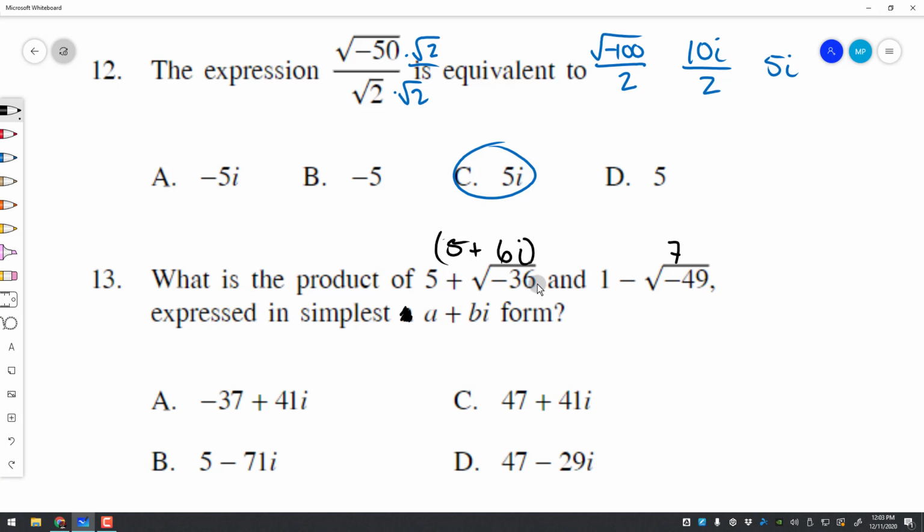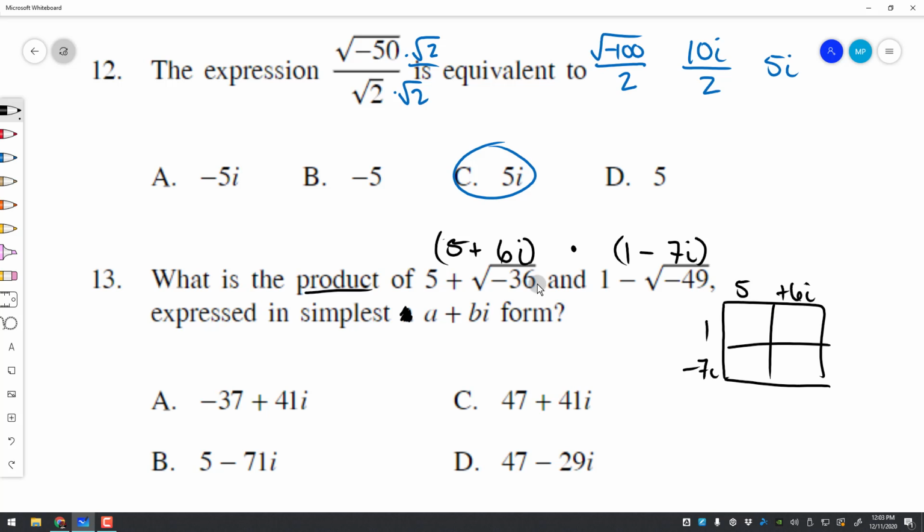Similarly over here, this radical simplifies to 7i. So this expression can be written as 1 minus 7i. And it wants me to find the product of these two, meaning multiply them together. You can multiply them in any way you'd like. You could use the box method, or whatever you feel comfortable with. I'm going to do 5 plus 6i. Go ahead and do the box method here.